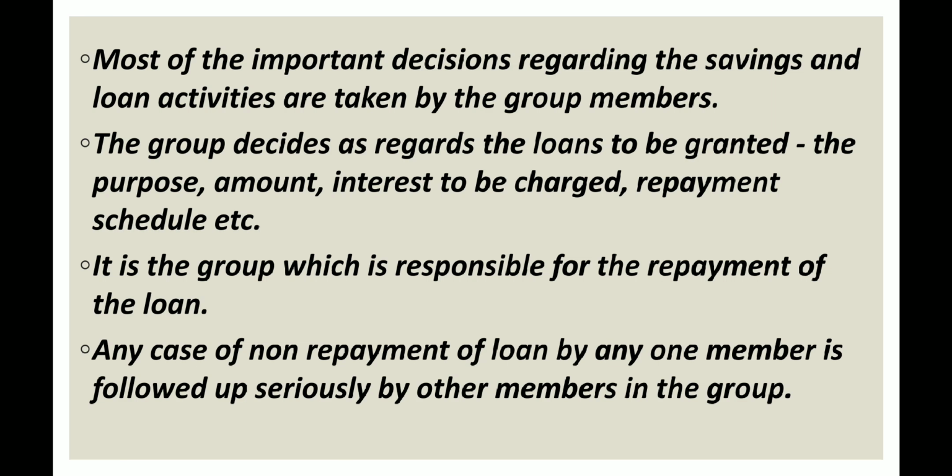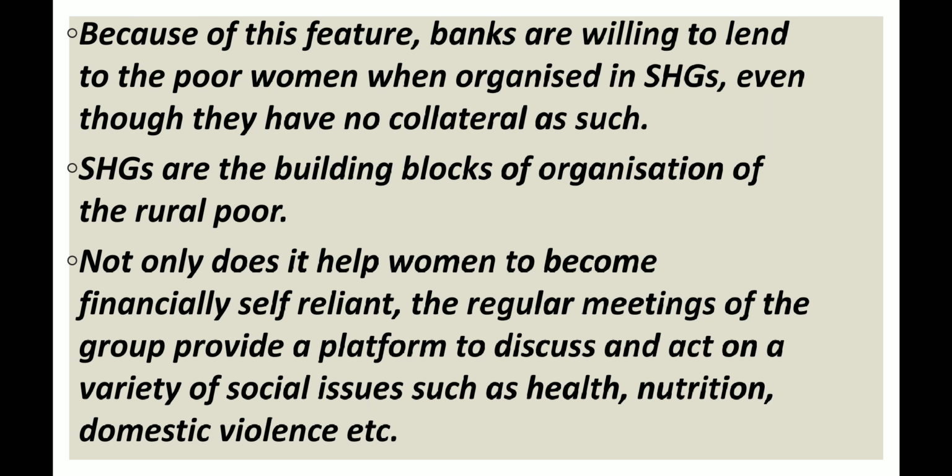Most of the important decisions regarding the savings and loan activities are taken by the group members. The group decides as regards the loan to be granted, the purpose, amount, interest to be charged, repayment schedule, etc. It is the group which is responsible for the repayment of the loan. Any case of non-repayment of loan by any one member is followed up seriously by other members in the group. Because of this feature, banks are willing to lend to the poor women when organized in SHGs, even though they have no collateral as such.